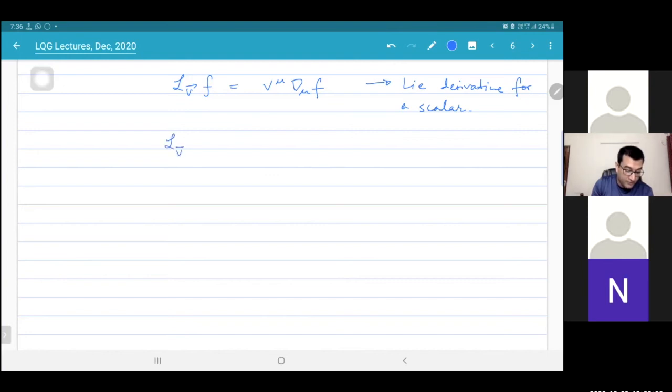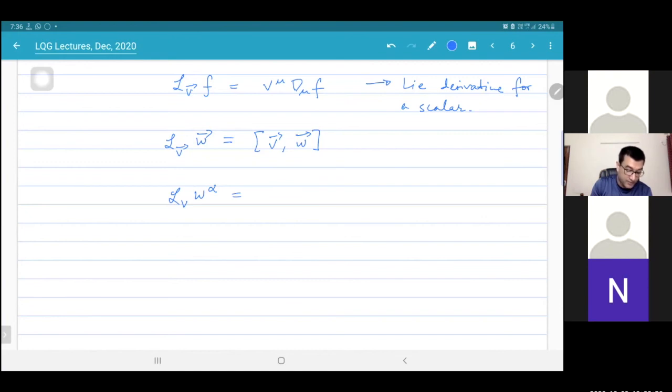Then if you have a vector, another vector W, this is the Lie derivative of the vector W with respect to V. It becomes the commutator of the two vector fields. And in terms of indices, the way you would write this is L_V W^alpha, let's say, like this.